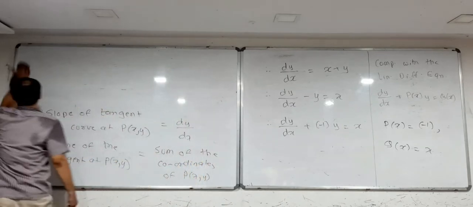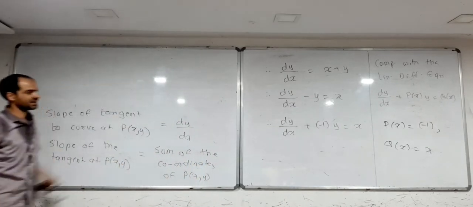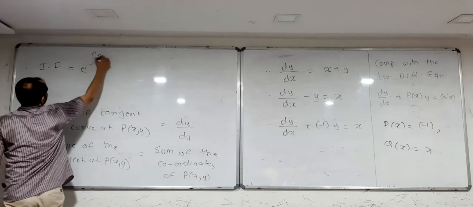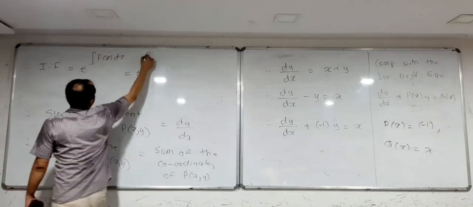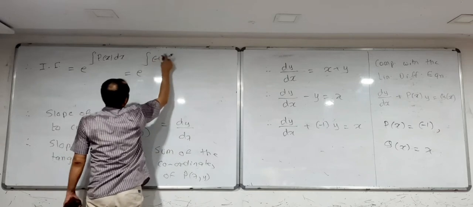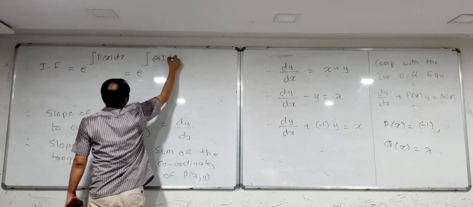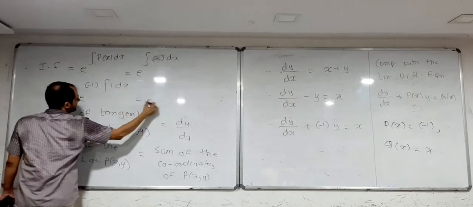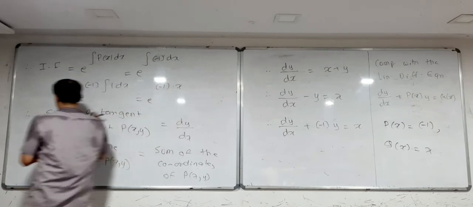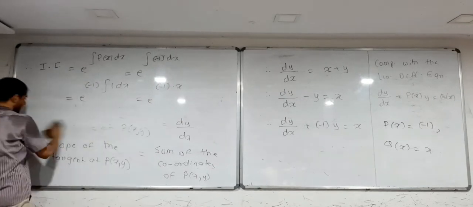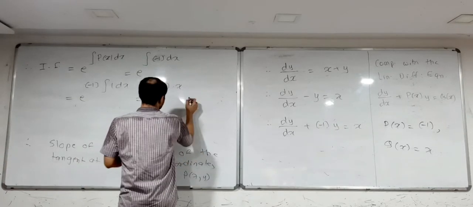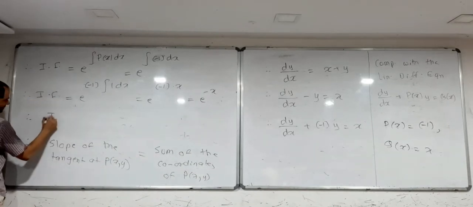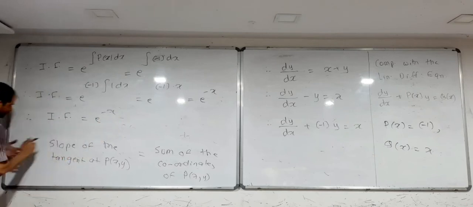It will be lengthy, I believe, because we have to do integration by parts. So therefore, find the integrating factor. Integrating factor is e raised to the integration of P(x) dx. It is e raised to the integration of -1 dx. So e raised to -1 into the integration of 1 dx is e raised to -1 into x. So e raised to minus x. Integrating factor is e raised to minus x.